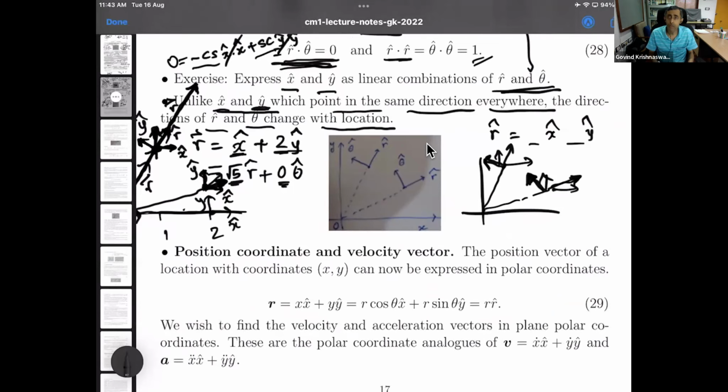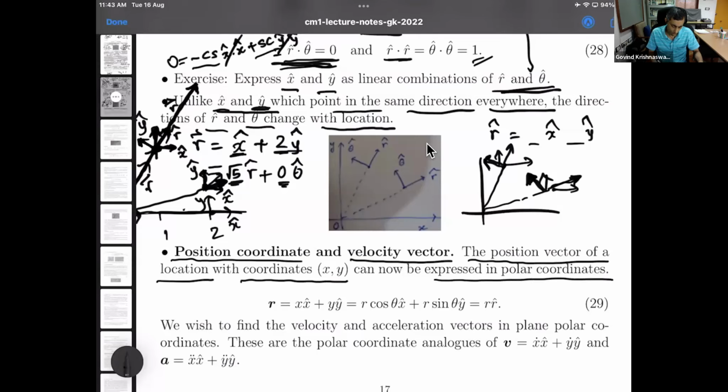Okay, if not, I will just introduce this, and then in the next class, the position vector and the velocity vector. I want to mention what these are. The position vector of a location with coordinates x, y can now be expressed in polar coordinates. And that's what we just did. We said that the r vector can be thought of on the one hand as x x hat plus y y hat, but on the other hand simply as r r hat. And that happened in a simple way. We already saw it.